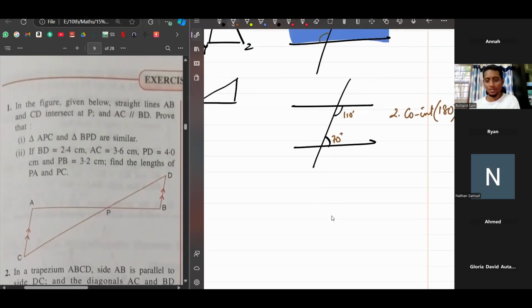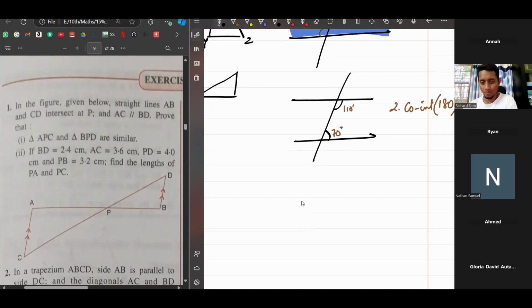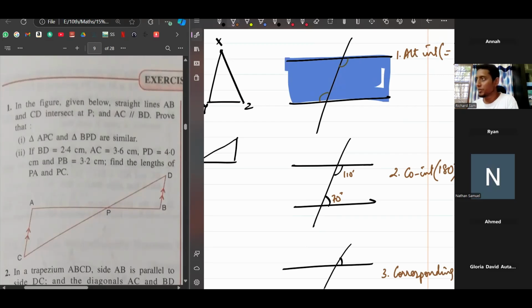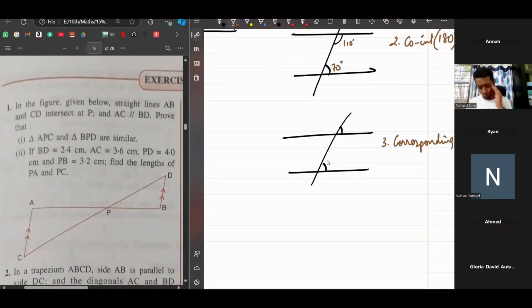Draw these two. Okay, next one. Come on, you should know this now. This and this. What do we call these angles? Corresponding angles. What's the property for corresponding angles? See, there are only two properties. Either they're equal or they're supplementary. So what are these two? They're equal to each other.